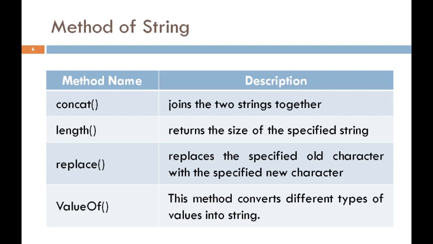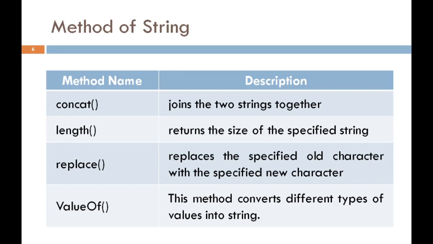Another method of string is valueOf. This method converts different types of values into a string. Using this method, you can convert integer to string, long to string, boolean to string, character to string, float to string, double to string, object to string, and character array to string. In short, for converting any type into a string type, we use the valueOf method.